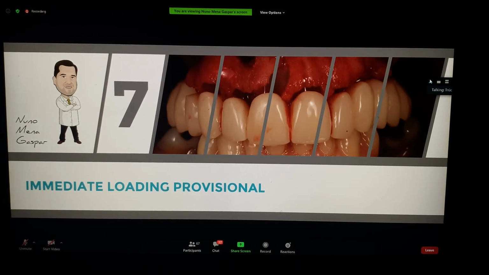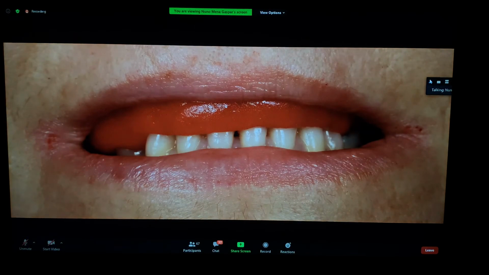Okay, Dr. Nuno, I think immediate loading is important. You can go on. Okay, so let's talk about how to do the pickup. You should have the prosthesis already, and then I like to do this. I just use some GC pattern resin, and place it to know where my prosthesis is at the beginning of the surgery.